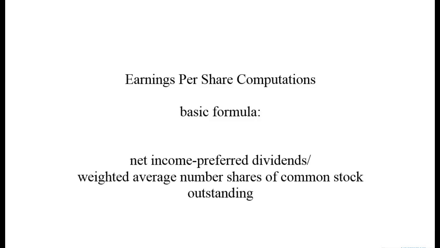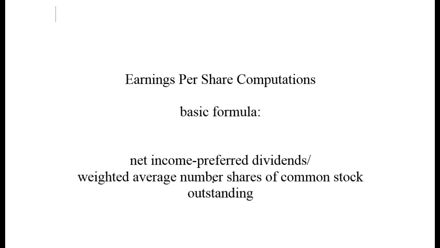Welcome to my discussion on the earnings per share calculation. This is one of the most widely observed ratios on Wall Street. The basic formula for earnings per share is to take net income and subtract preferred dividends from it, and then divide that by the weighted average number of shares outstanding. The resulting number is the net income attributable to each share of common stock currently outstanding.